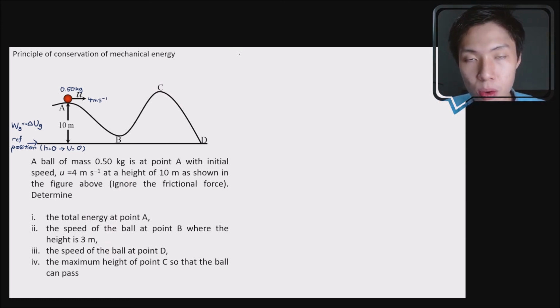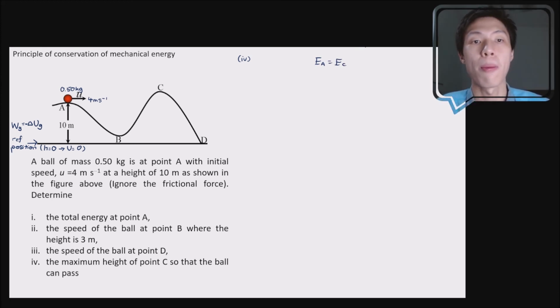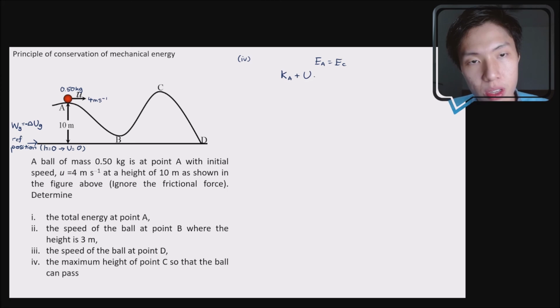So again, the point that we are interested in is point C. So we'll be comparing point C with another position. Let's compare it with point A. Again, you can choose to compare with point B or point D, just that for now I'm comparing point C with point A. So this will be kinetic energy at point A plus gravitational potential energy at point A equals kinetic energy at point C plus gravitational potential energy at point C. The starting is always the same.